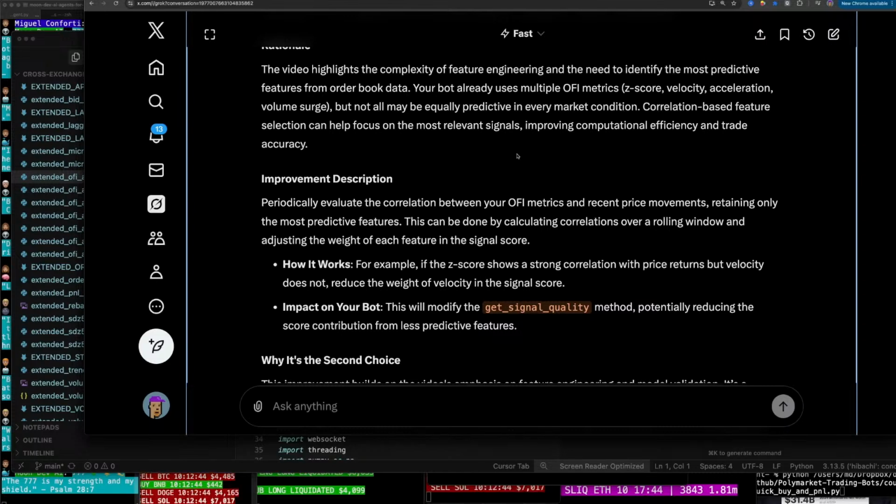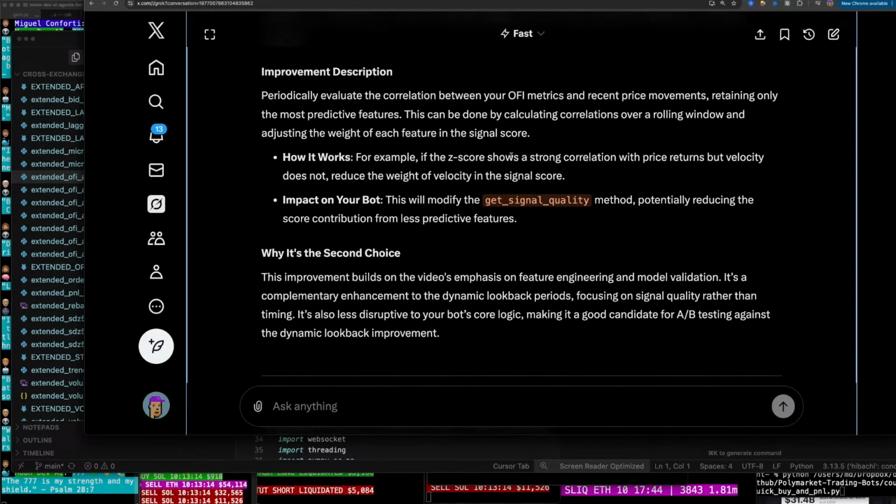Improvement description. Periodically evaluate the correlation between your OFI metrics and recent price movements, retaining only the most predictive features. This can be done by calculating correlations over a rolling window and adjusting the weight for each feature. How it works: for example, if the z-score shows a strong correlation with price returns, but velocity does not, reduce the weight of the velocity impact on your bot. This will modify the get signal quality method, potentially reducing the score contribution from less predictive features.